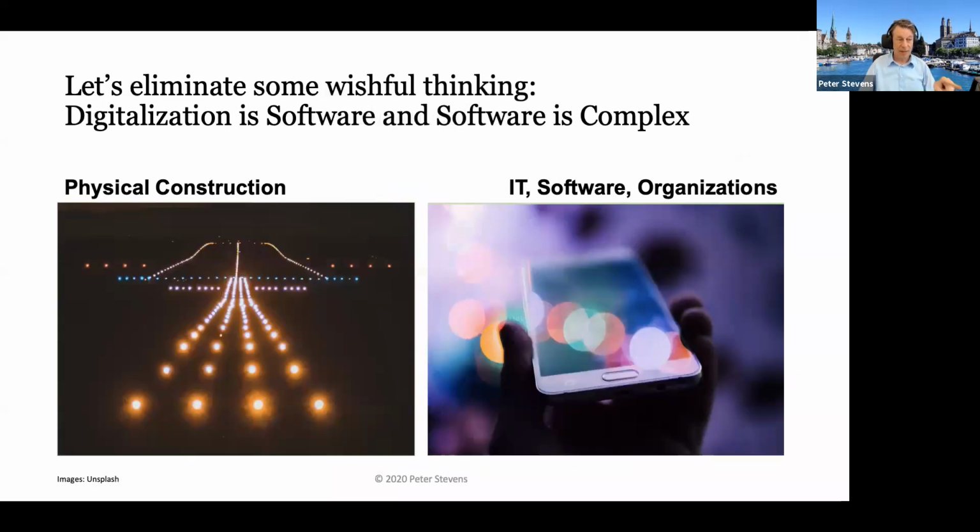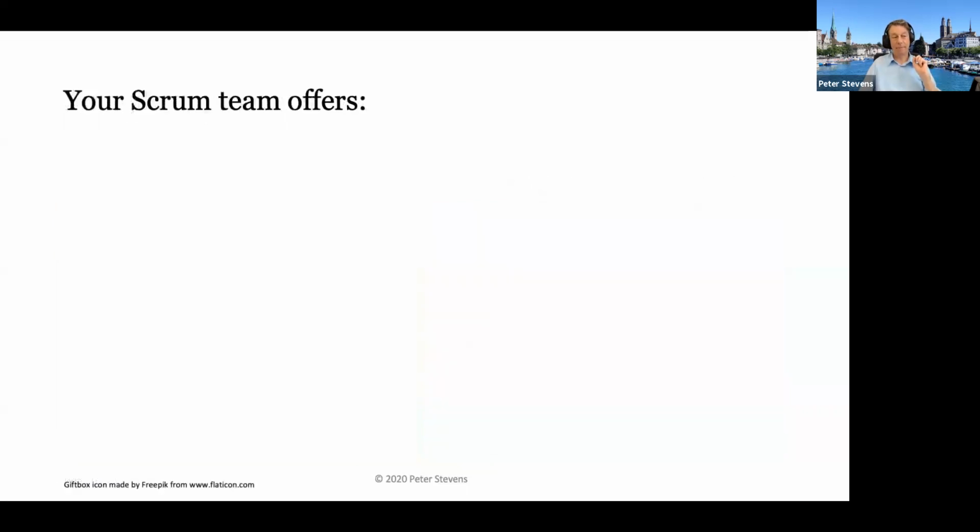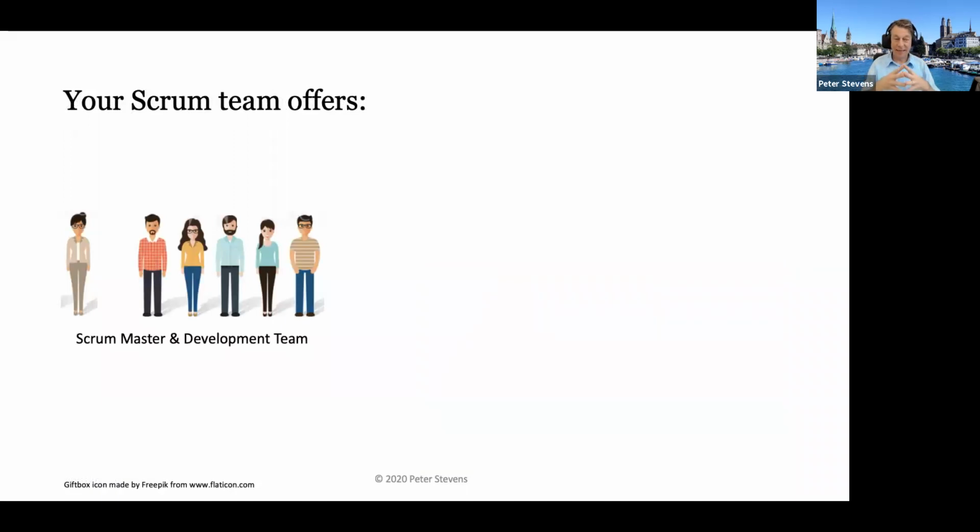Okay, so what I would like to do is maybe clear out some wishful thinking. A lot of what we're hearing about these digitalization projects, or also any kind of product that's a hardware software combination, these are software projects. These are complex. In a situation like this, if you're not using an agile approach, you're not going to get there. So when you say we're buying from a Scrum team, we're buying from an agile team, what are we really getting? What you're getting is that development team, you're getting a Scrum Master, and you're getting an approach to scope and risk management.